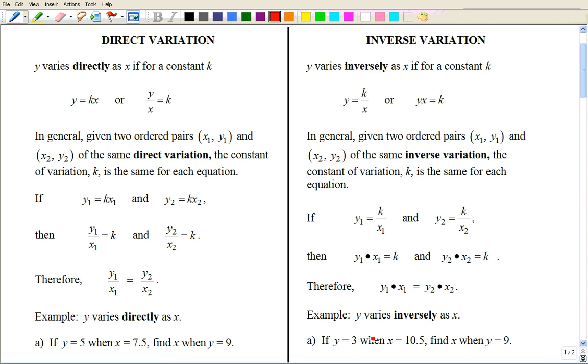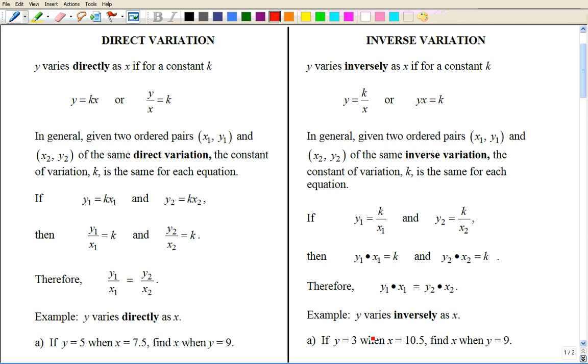Okay. So y varies directly as x if for a constant k, y equals k times x. In each of these, we will have a constant of variation called k, and it always goes right next to the equal sign. So in general, if we are given 2 ordered pairs x1, y1 and x2, y2 of the same direct variation, then the constant of variation k is the same for each equation. Direct variation is a lot like positive correlation or a positive slope. As one goes up, the other goes up kind of thing.